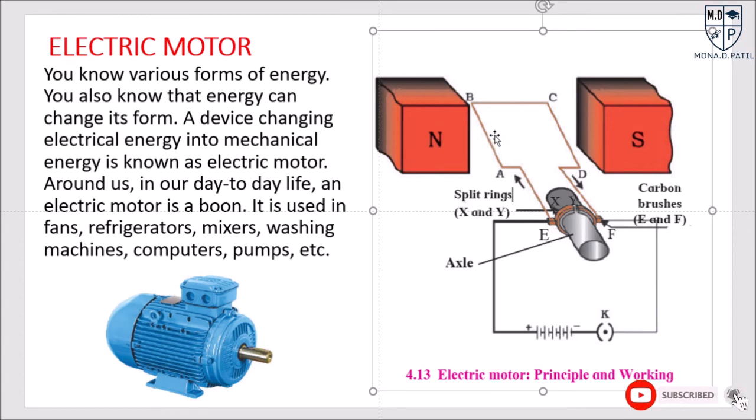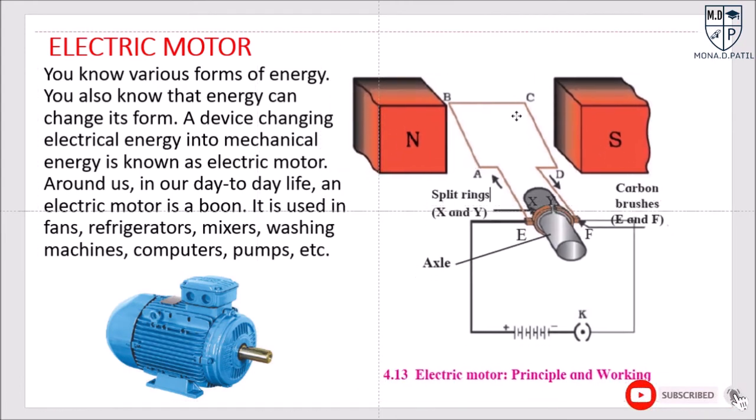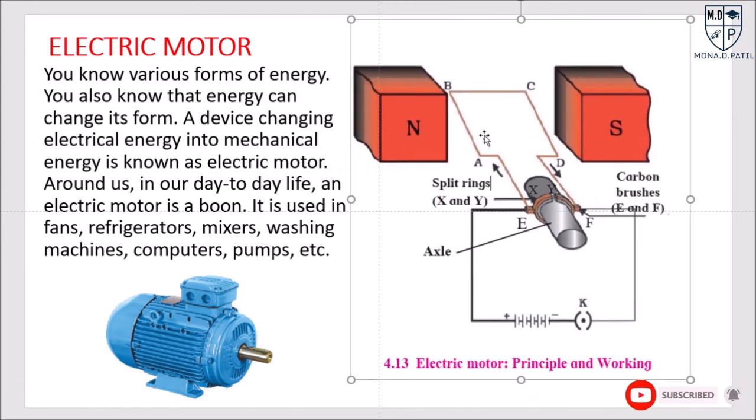Here the magnetic field is there, so a force acts on the branch BA, and this force is an upward force, and on the branch CD, a downward force will be exerted. Due to these opposite forces, this loop will start to rotate in the anti-clockwise direction.